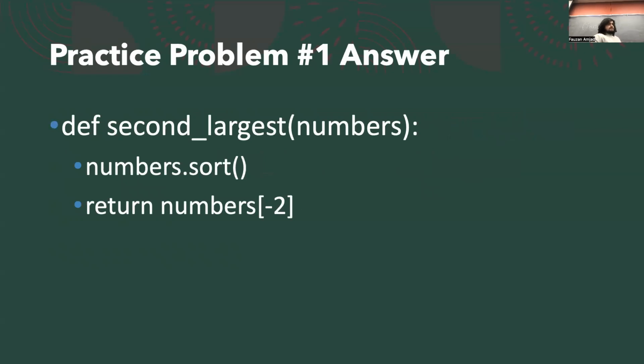You sort the list, so from smallest to largest, and then a cool thing is rather than iterating it and finding the last value and then finding the value before that, you can just use -2 to access the second last element. If you want to access the last element, you would use -1.